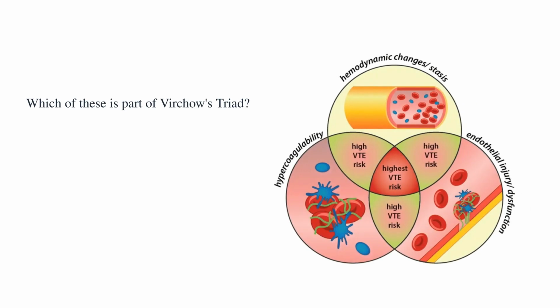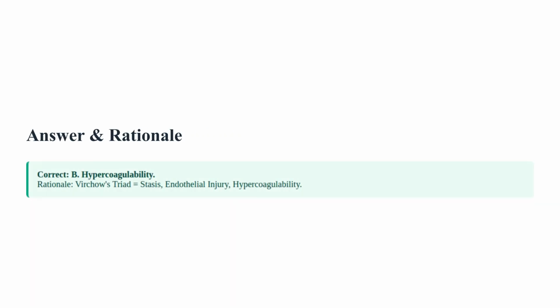Which of these is part of Virchow's triad? Is it tachycardia, venous stasis, hypotension, or hemoptysis? The correct element is B, venous stasis. Virchow's triad includes venous stasis, vessel wall injury, and hypercoagulability, which predispose patients to thromboembolism.